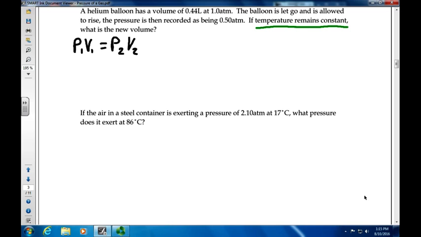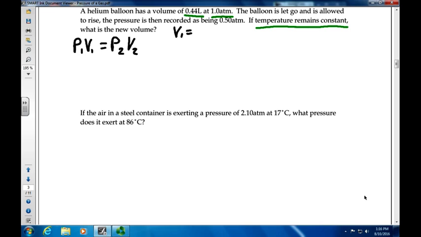It's Boyle's law. The easiest method of dealing with any of these gas equations, because there are multiple variables of similar units involved, is to go ahead and list out your given values. So let's go ahead and do that. We know that volume 1 is 0.44 liters. Our initial volume is 0.44 liters. And our initial pressure is 1.0 atmospheres. So we can write those out.